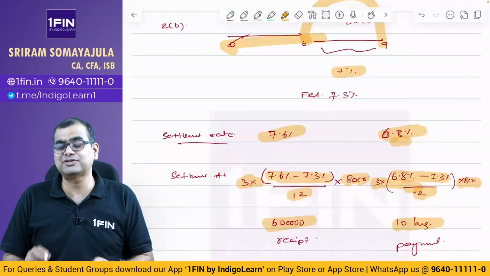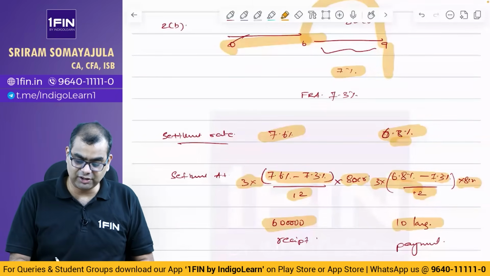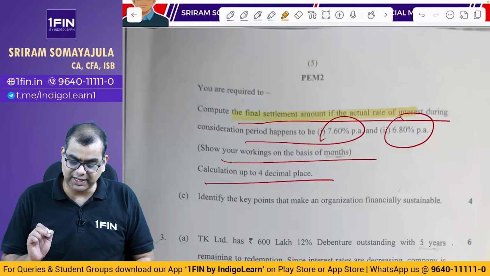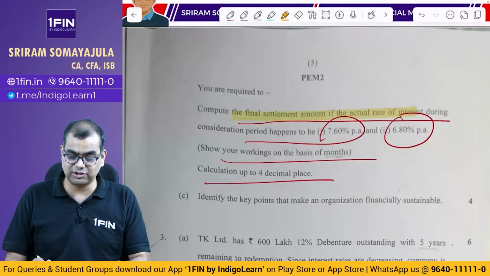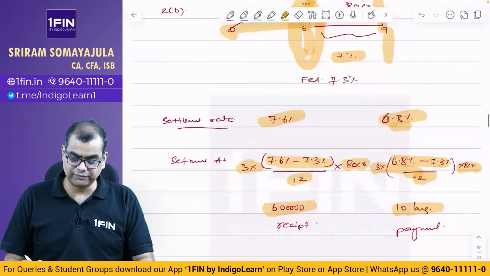But when will this happen? This will happen on the 9th month. But this will happen here, but we are on the settlement date. What did they ask? They specifically said, compute the final settlement amount if the actual rate of interest is so and so. Settlement happens on which date? Settlement happens on this day, the 6th month, when the rates are announced.